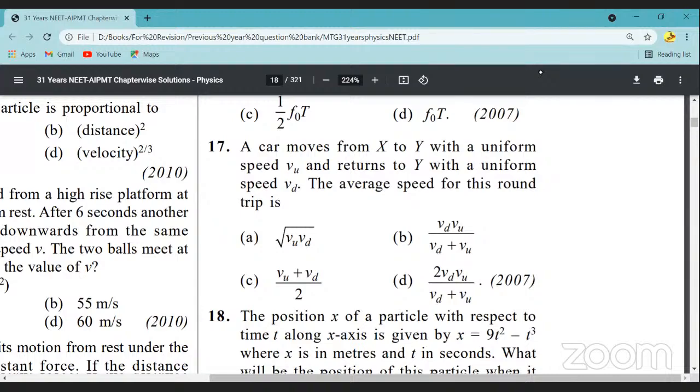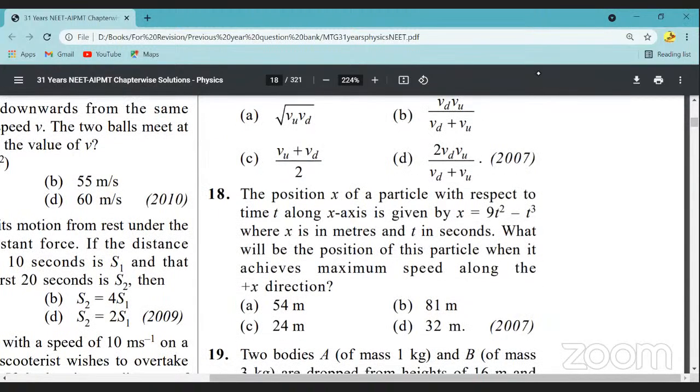A car moves from X to Y with a uniform speed vu and returns to X with uniform speed vd. The average speed for this round trip is, okay, average speed. So total distance by total time, simple. Total distance while going is s and while returning is s, so 2s. While going the time is s by vu, while returning s by vd. We calculated this a little while ago, right? Option D. Is it clear? Yes, sir. Solve the next one.